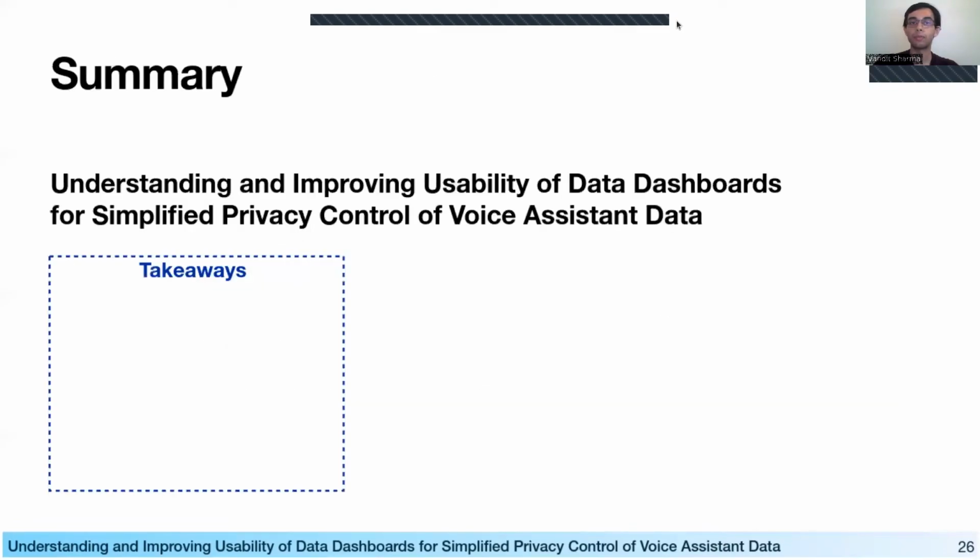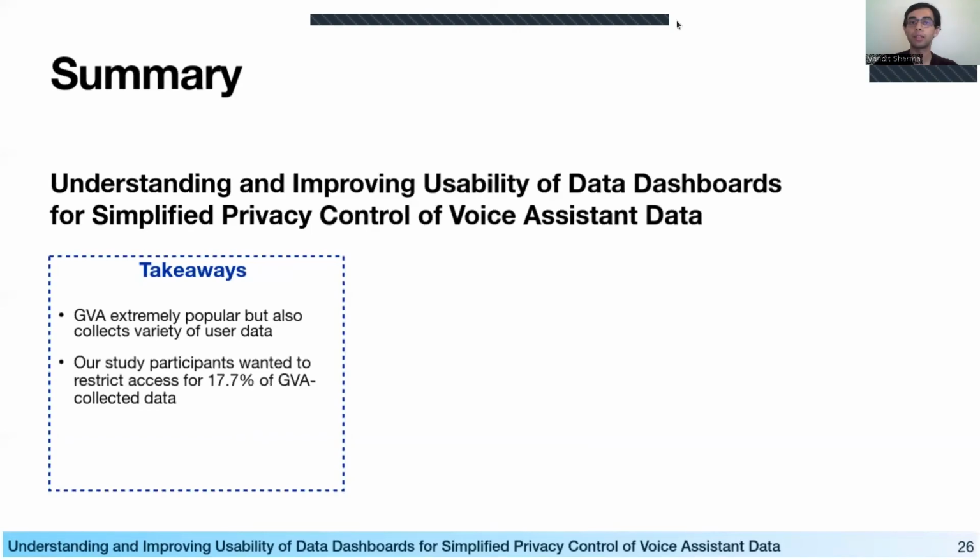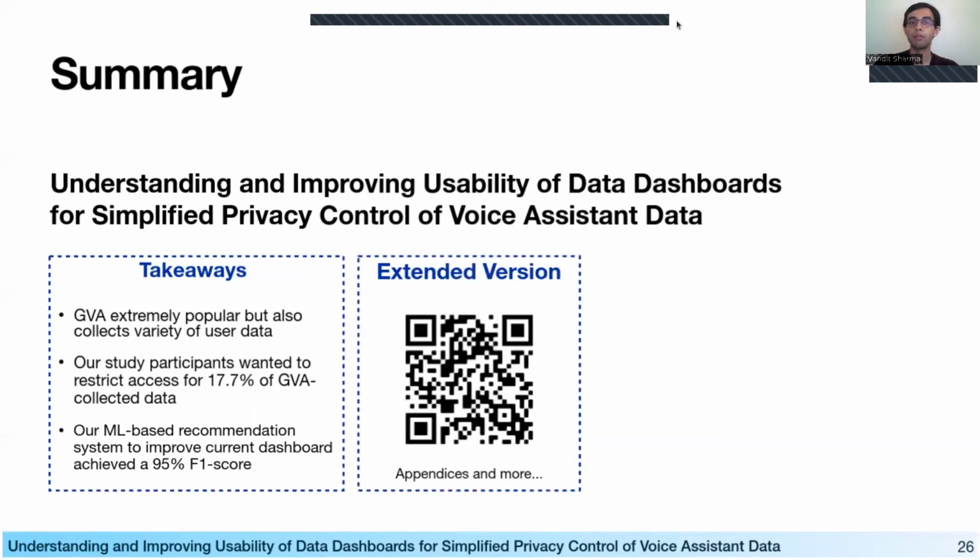To conclude, Google Voice Assistant is extremely popular, but also collects a variety of user data. Our study showed that GVA users wanted to restrict access to nearly 18% of collected data. To help users resolve this issue of manually inspecting thousands of data elements, we proposed a machine learning-based recommendation system, which achieved a 95% F1 score. For interested readers, we also have an extended version of this paper with appendices and many more detailed explanations.